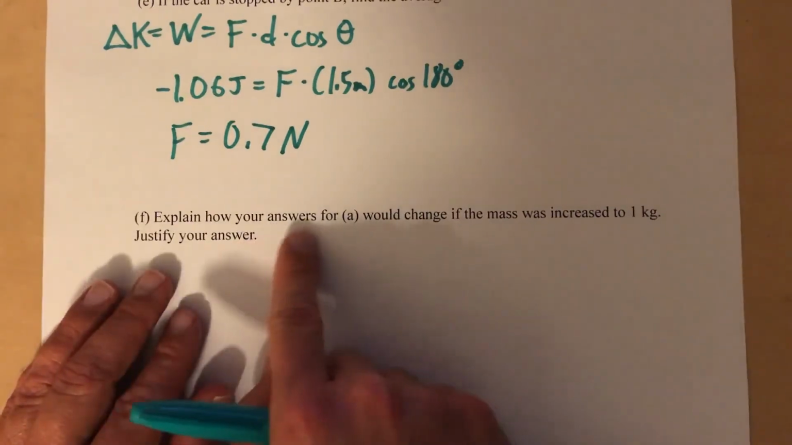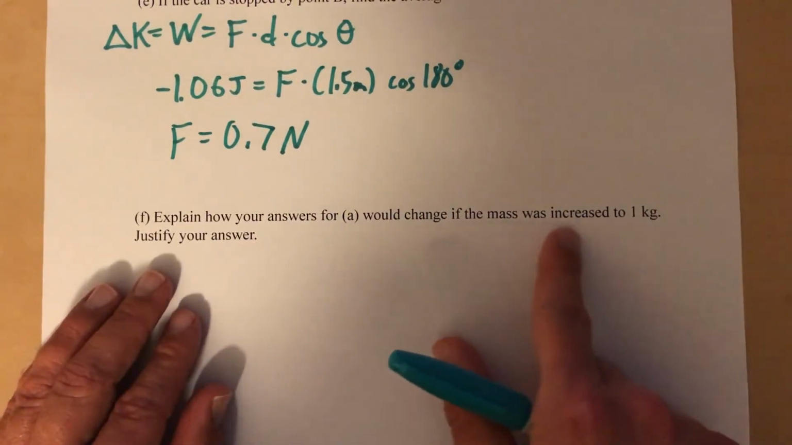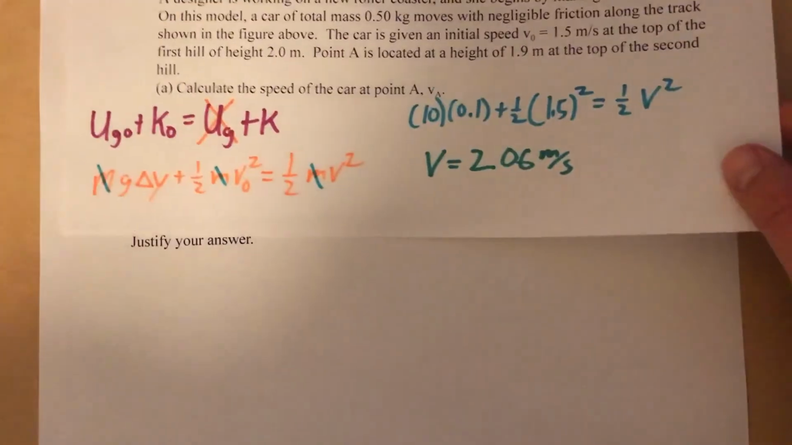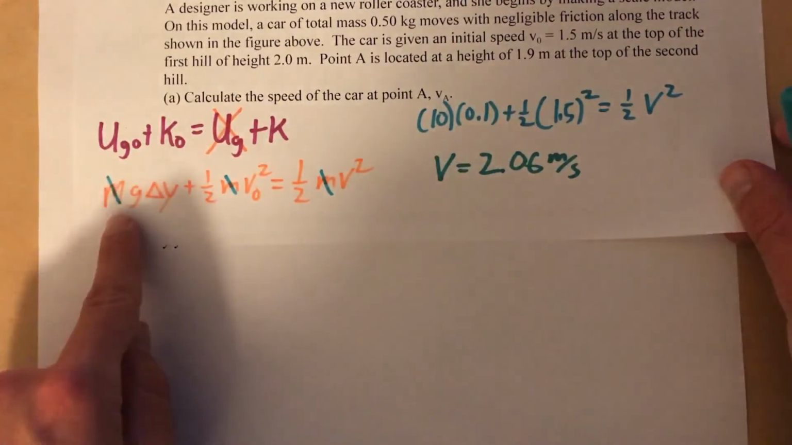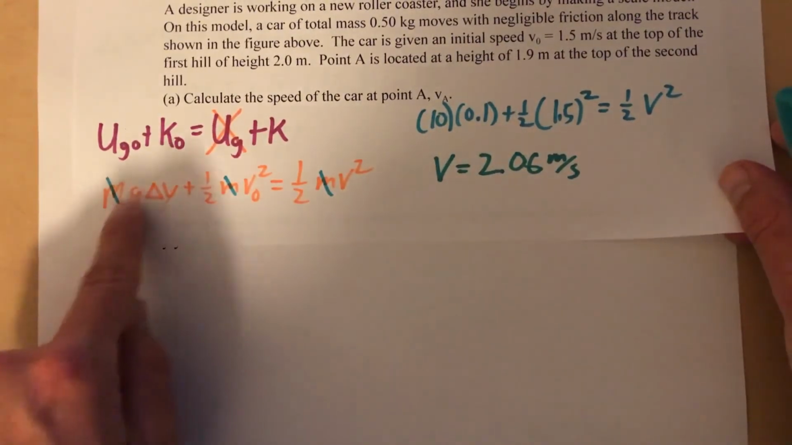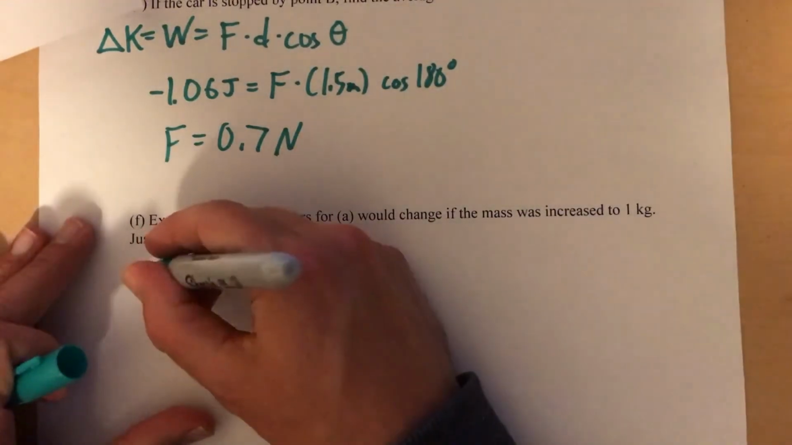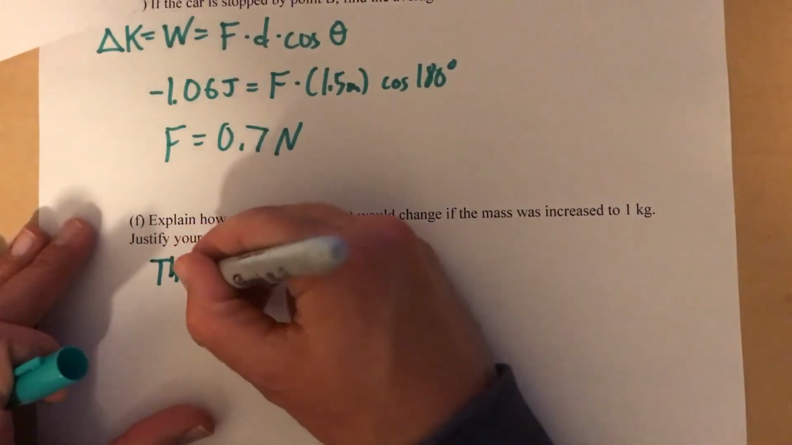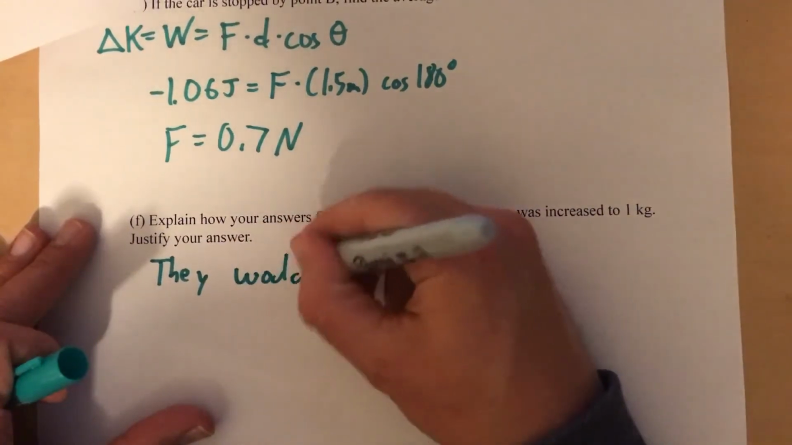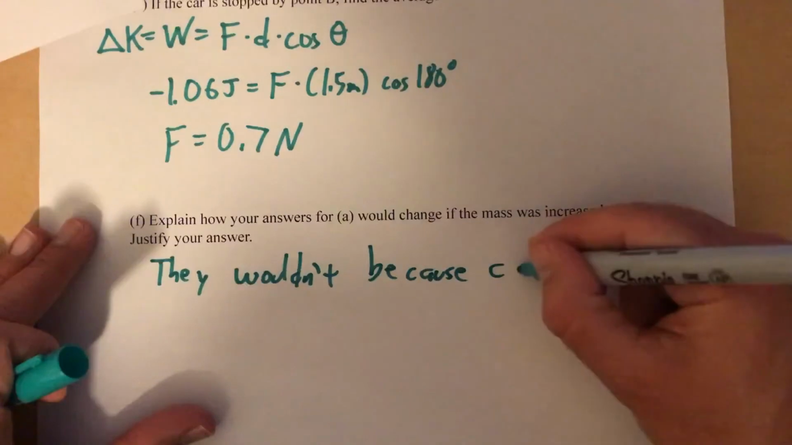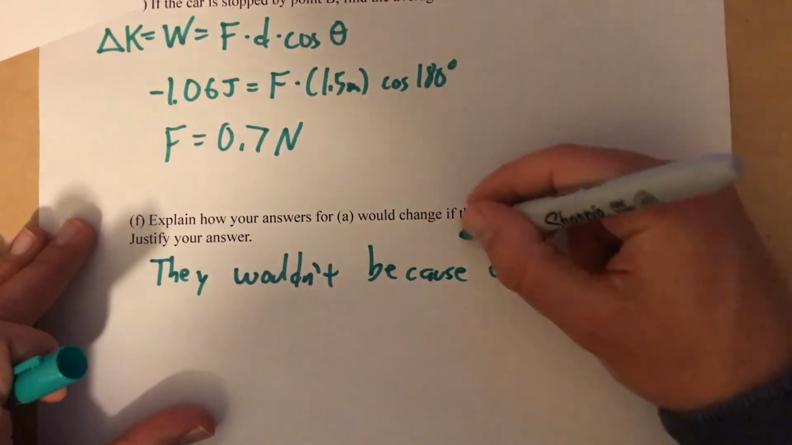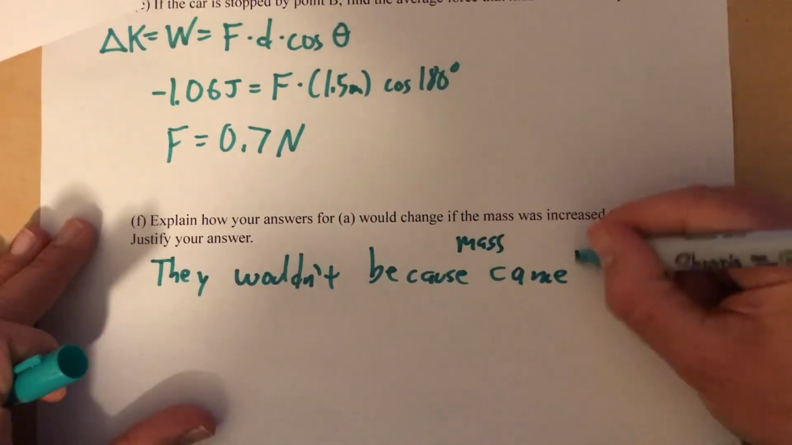Final question is, explain how your answers for part A would change if the mass was increased to 1 kilogram. Let's go all the way back to part A here. Well, if we changed it from 0.5 kilograms to 1 kilogram, look at this. The mass is canceled out, so it won't matter. So how would your answers change? They wouldn't, because masses cancel. Whoops, I forgot to write what cancels. Mass cancels. There we go.